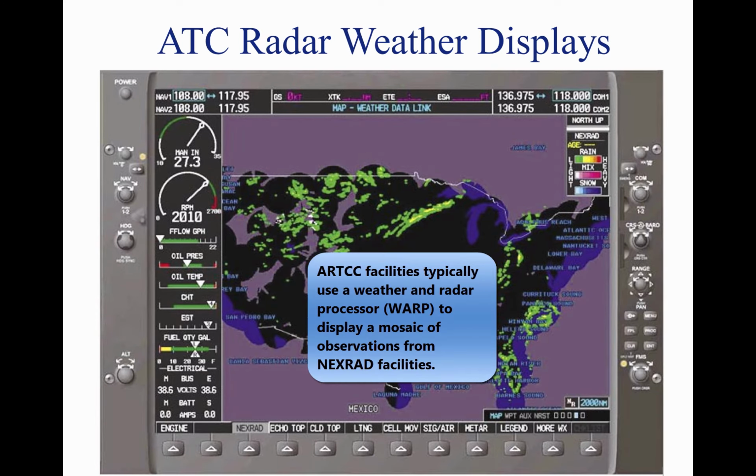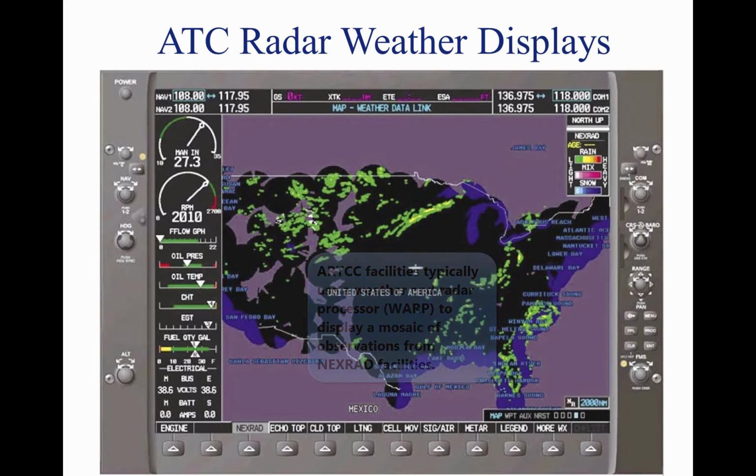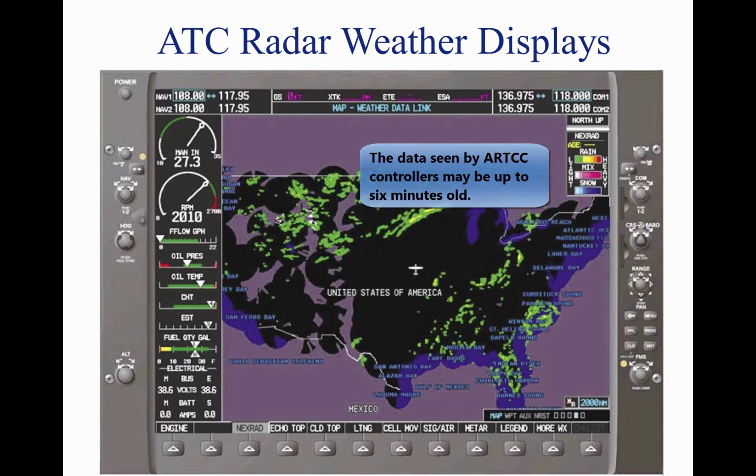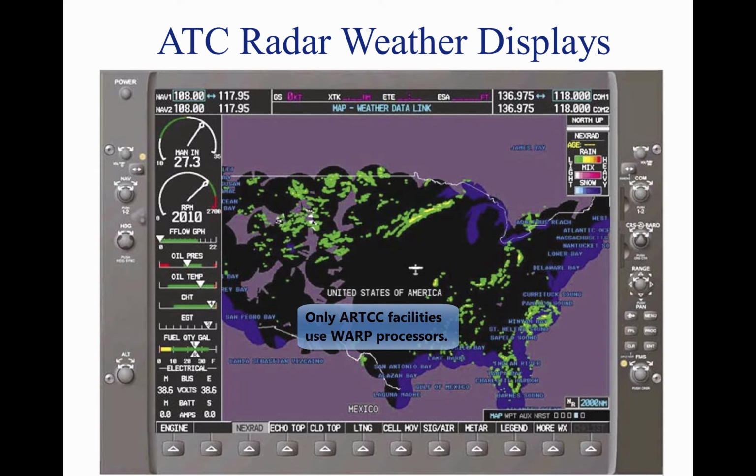ARTCC facilities normally use a weather and radar processor, WARP, to display a mosaic of data obtained from multiple NEXRAD sites. There is a time delay between actual conditions and those displayed to the controller. The precipitation data on the ARTCC controller's display could be up to 6 minutes old. The WARP processor is only used in ARTCC facilities.